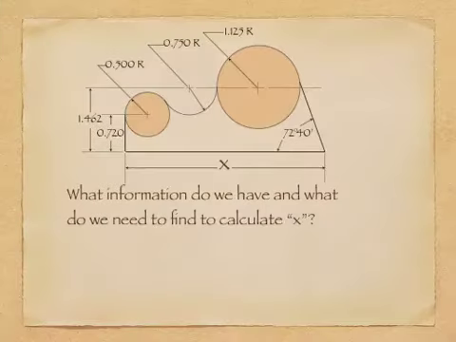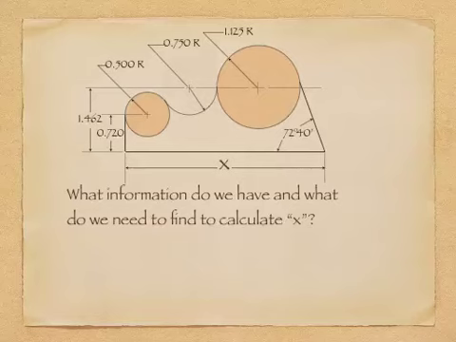Example 5 is a rather complicated diagram involving three tangent circles above a straight line at the bottom, for which we're asked to calculate x. And we're given the angle in the right-hand corner, 72 degrees, 40 minutes.